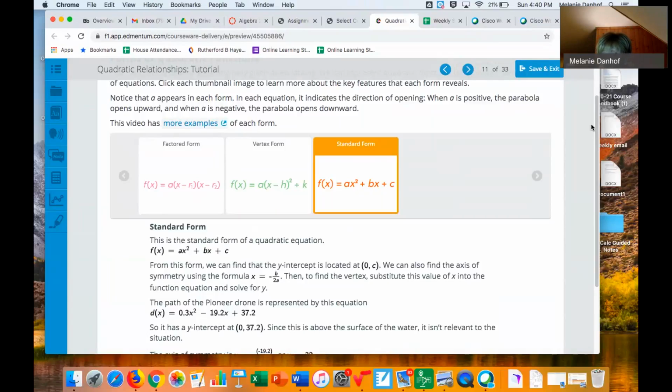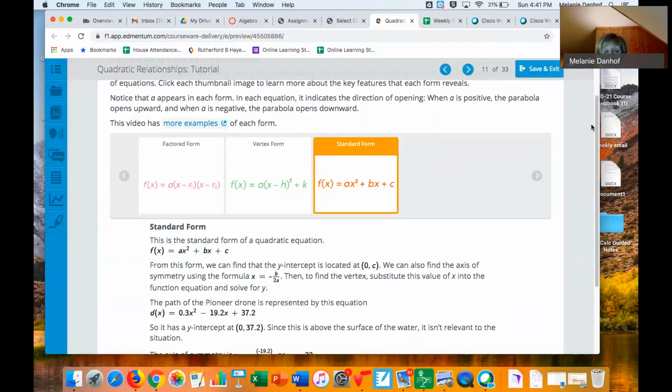So in terms of notes, I would put standard form is y equals ax squared plus bx plus c. And then I would put y-intercept is (0, c). The axis of symmetry, which, by the way, I sometimes abbreviate as A.O.S., is x equals negative b divided by 2a. The negative is directly out in front of the formula.